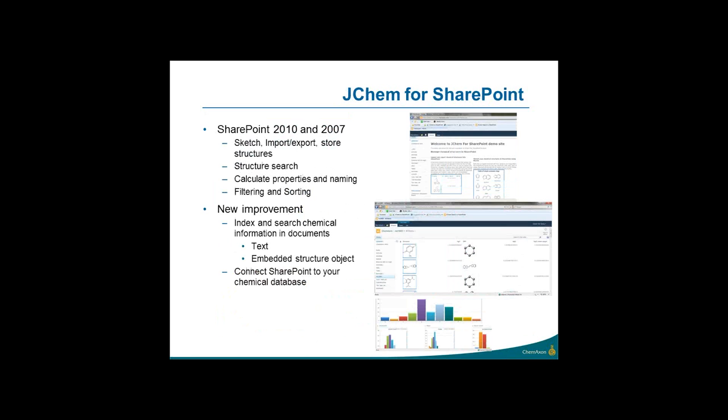SharePoint is also widely used, but it lacks chemistry handling functions. So for SharePoint, you can use document-to-structure technology, and you can not only sketch structures on a SharePoint web page, you can also, if you have documents with chemical information in them, look for this chemical information and index it for you, and then you'll be able to do structure search across your SharePoint platform.